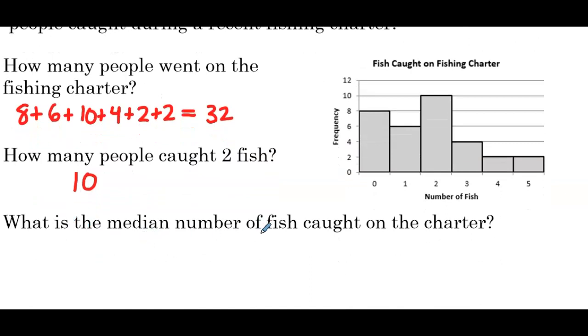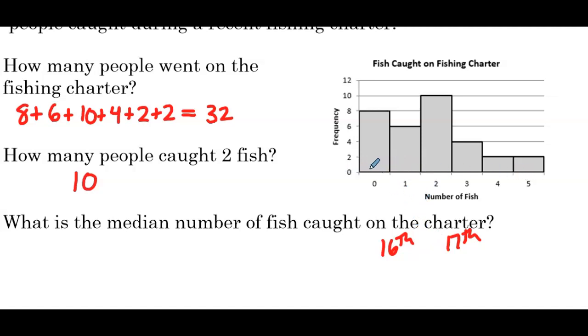What is the median number of fish caught on the charter? So that's the middle, right? If we lined everyone up with the number of fish they caught, we're looking for the middle value. Well, if there are 32 people, the middle is going to happen between the 16th and the 17th person. So we need to figure out where those 2 people lie in our histogram.